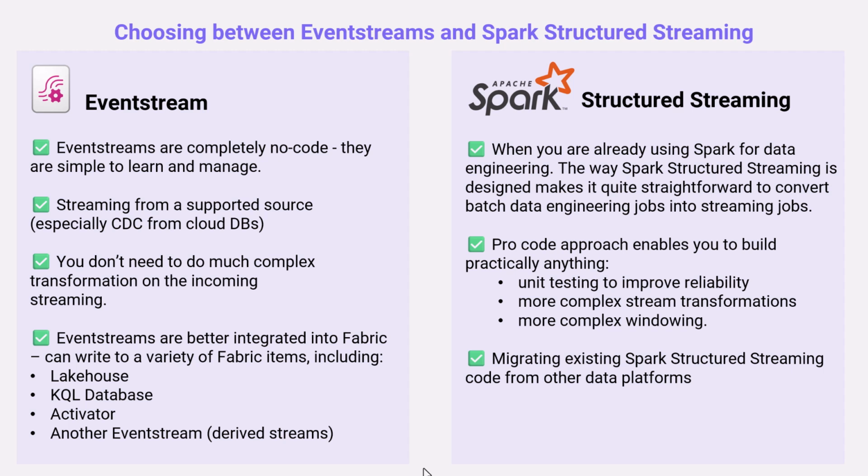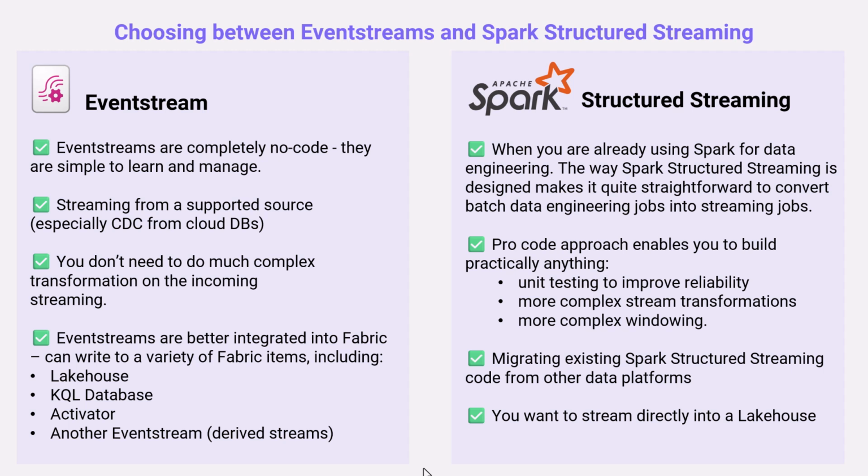Obviously, if you've already got existing Spark Structured Streaming code from other data platforms, then you're definitely going to be choosing Spark Structured Streaming in Fabric as well. And if you want to just directly stream into a Lakehouse and you don't want to have to worry about the real-time experience at all, it gives you that option. Now, that's not to say that you have to keep it in that Lakehouse, right? You could shortcut it from that Lakehouse into a KQL database.